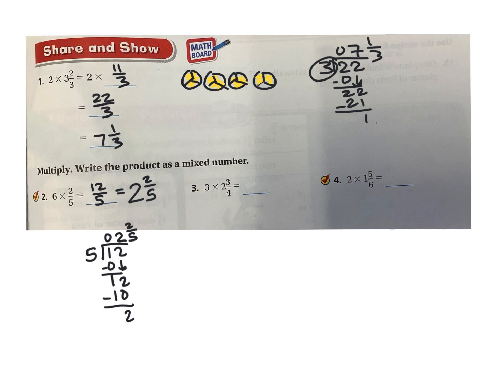Let's look at this one. 3 times 2 and 3/4. We're going to convert this to an improper fraction. We can't multiply our fractions without converting them first. This is 2 times 4 is 8, plus 3 more, 9, 10, 11. 11/4 is going to be my fraction.